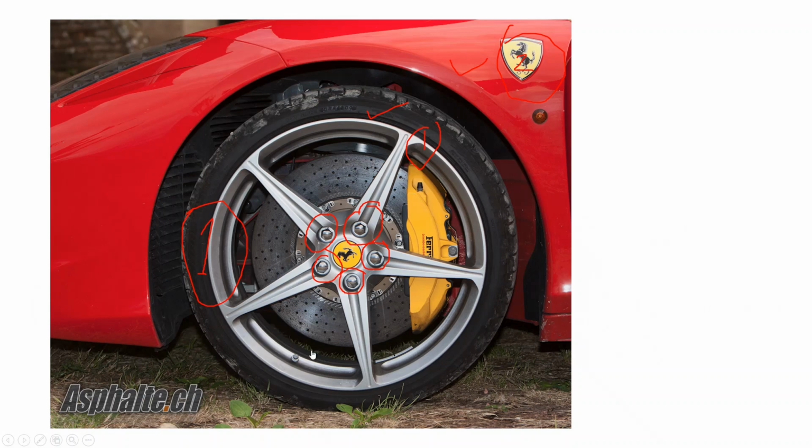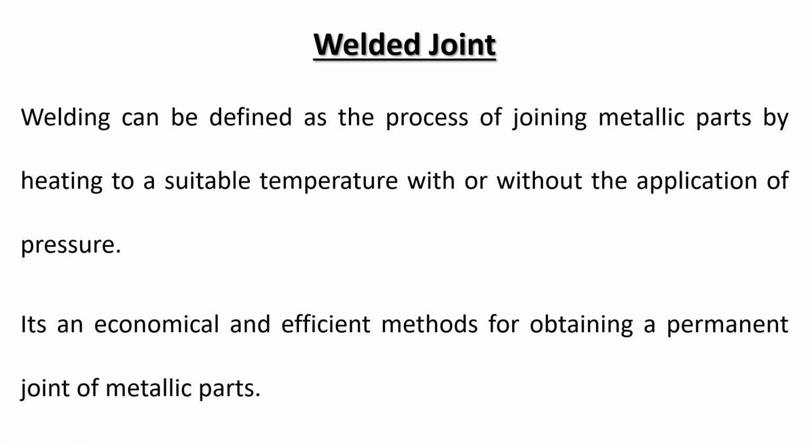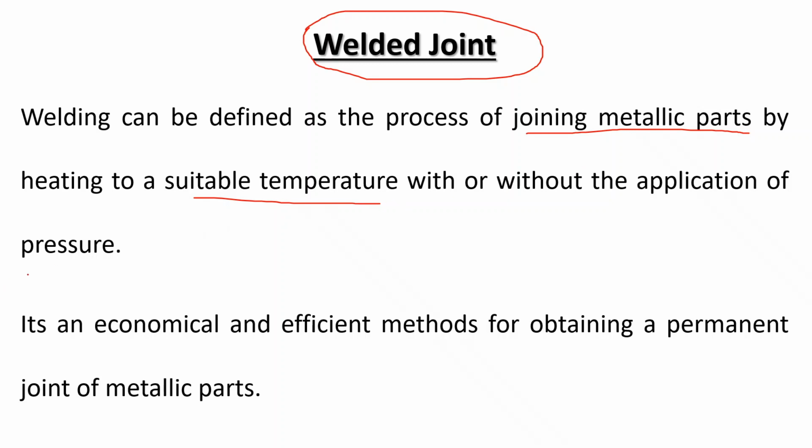But before that, let's see what the advantages are. This slide is basically giving you the definition of the welded joint. A welded joint can be defined as the process of joining metallic parts by heating to a suitable temperature with or without the application of pressure. Now it is important to note that welded connections are a very economical and efficient method for obtaining a permanent joint of metallic parts.